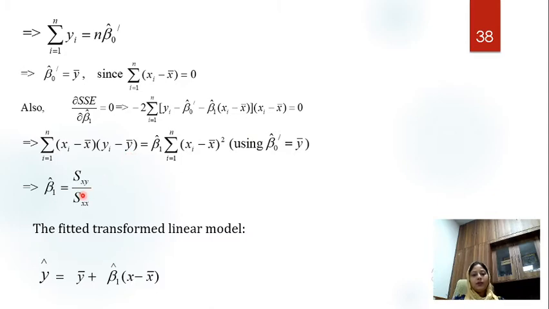So beta 1 hat is equal to sxy over sxx. The fitted transformed linear model becomes y hat is equal to y bar plus beta 1 hat times x minus x bar.